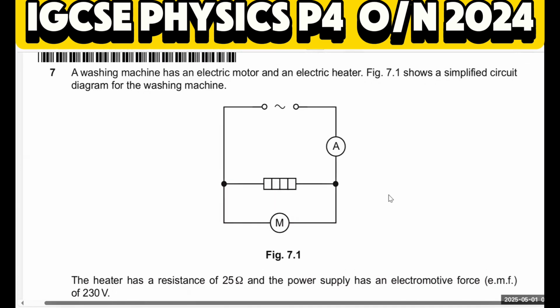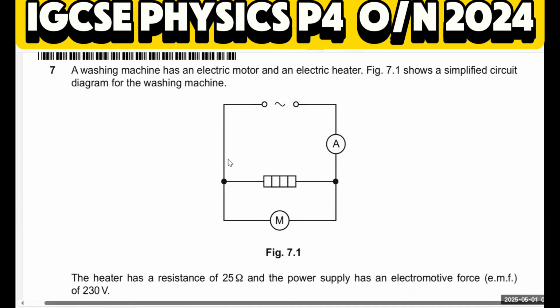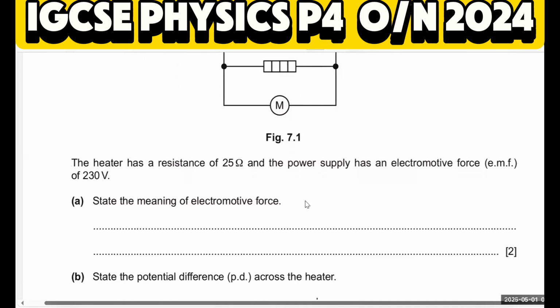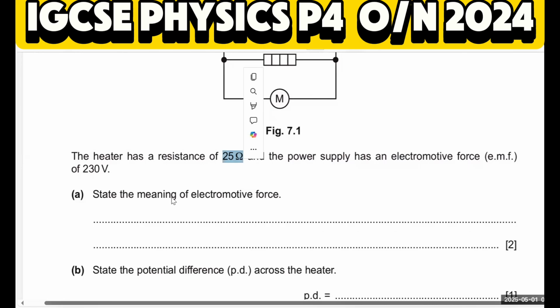A washing machine has an electric motor and electric heater, showing the simplified circuit diagram of the washing machine. First of all, you can see the components: the battery, ammeter, and this is a symbol of heater and M for motor, and this is a parallel circuit. The heater has a resistance of 25 ohms and 230 volts across it.